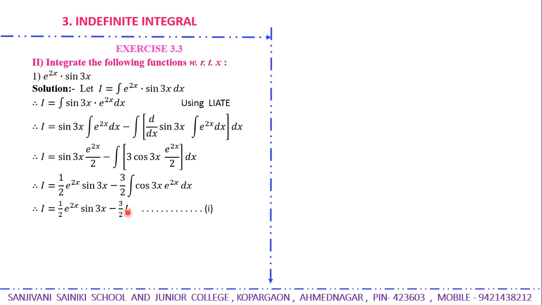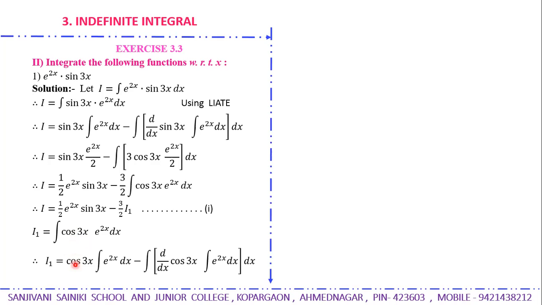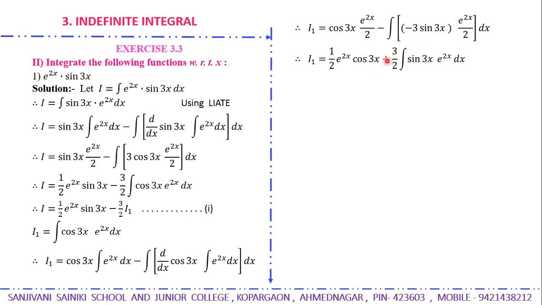So let this be I1. Again, in I1 you have to use the LIATE rule. So first function as it is, the integration of the second function, minus d by dx of the first function into integration of the second function. So after finding the integral, again I am getting the integral of sine 3x e raised to 2x, but this is our original I from where we have started. So let this be I.